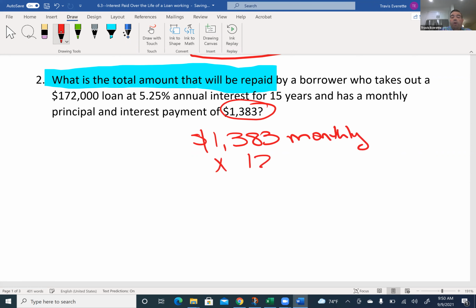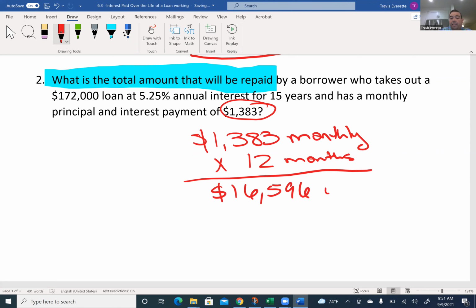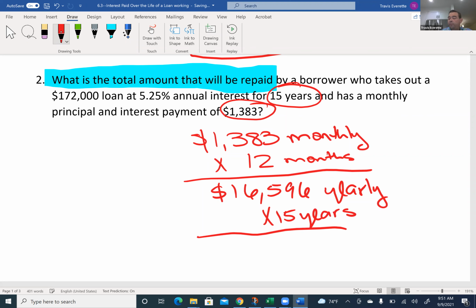But we're paying that all 12 months out of the year. And so that tells us $1,383 times 12, that we're paying back $16,596 yearly. And again, for 15 years. So times 15 years, that's a total repayment of $248,940.